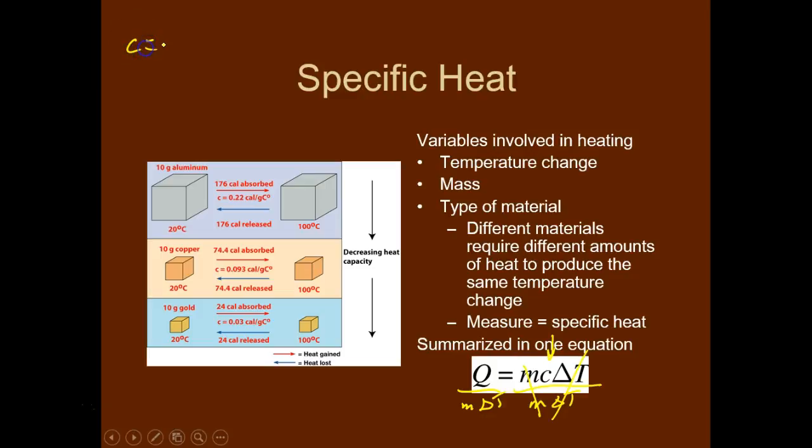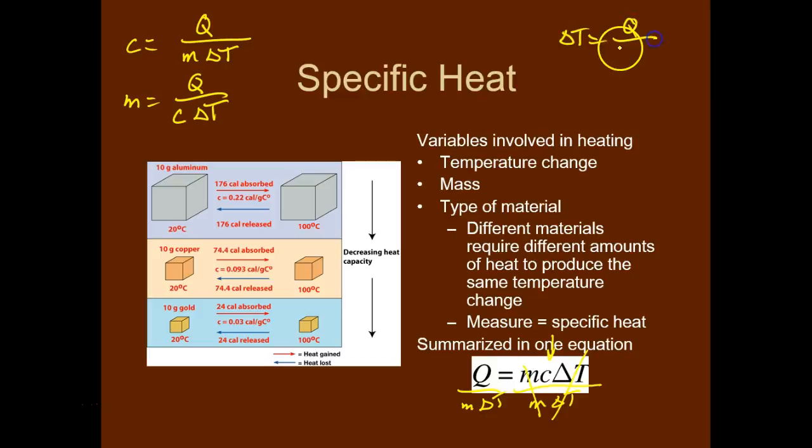So specific heat, and this is how they determine it. It's the amount of heat that's gained or lost when you have a certain mass of material changed in temperature a certain amount. That's how they get C. But what if you wanted to know the mass? Then you could divide by C delta T. So then you'd have mass is equal to Q over C delta T. Okay? What if you wanted to know delta T? Then you would have delta T is equal to Q divided by MC. Let me rewrite that.